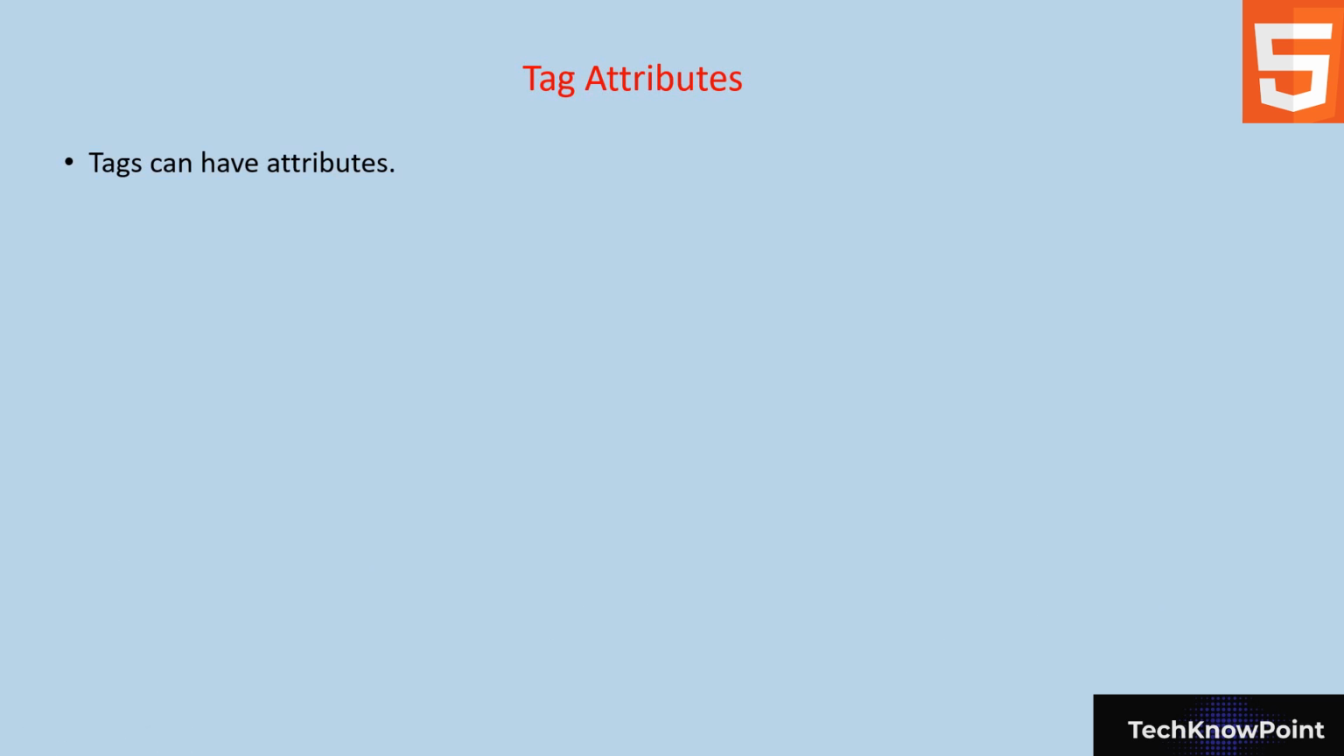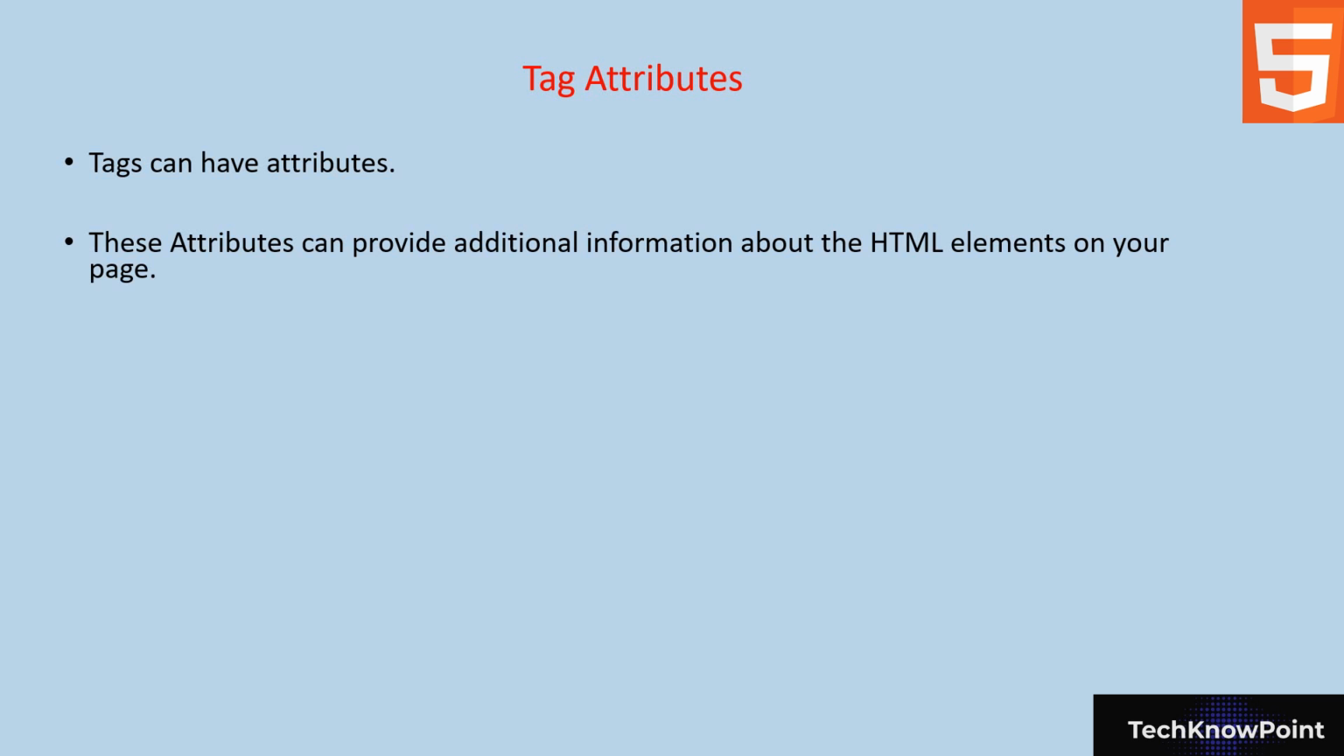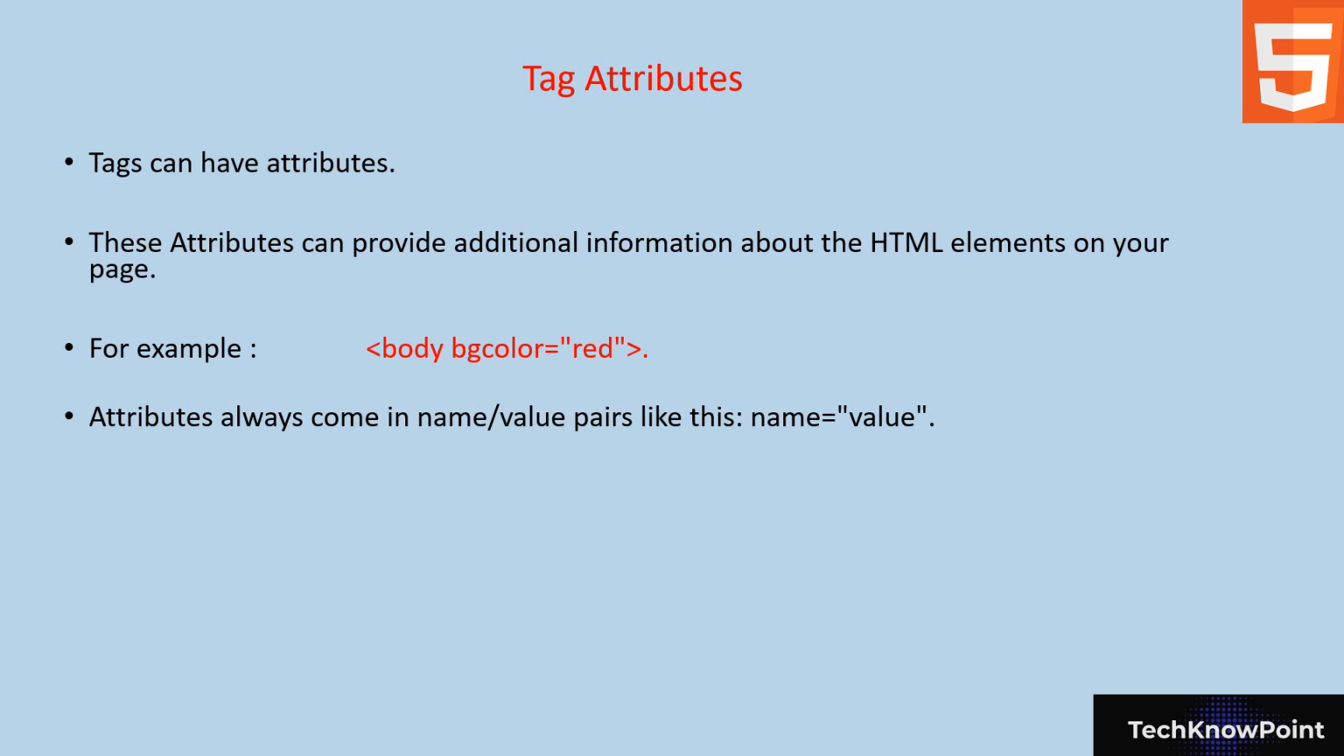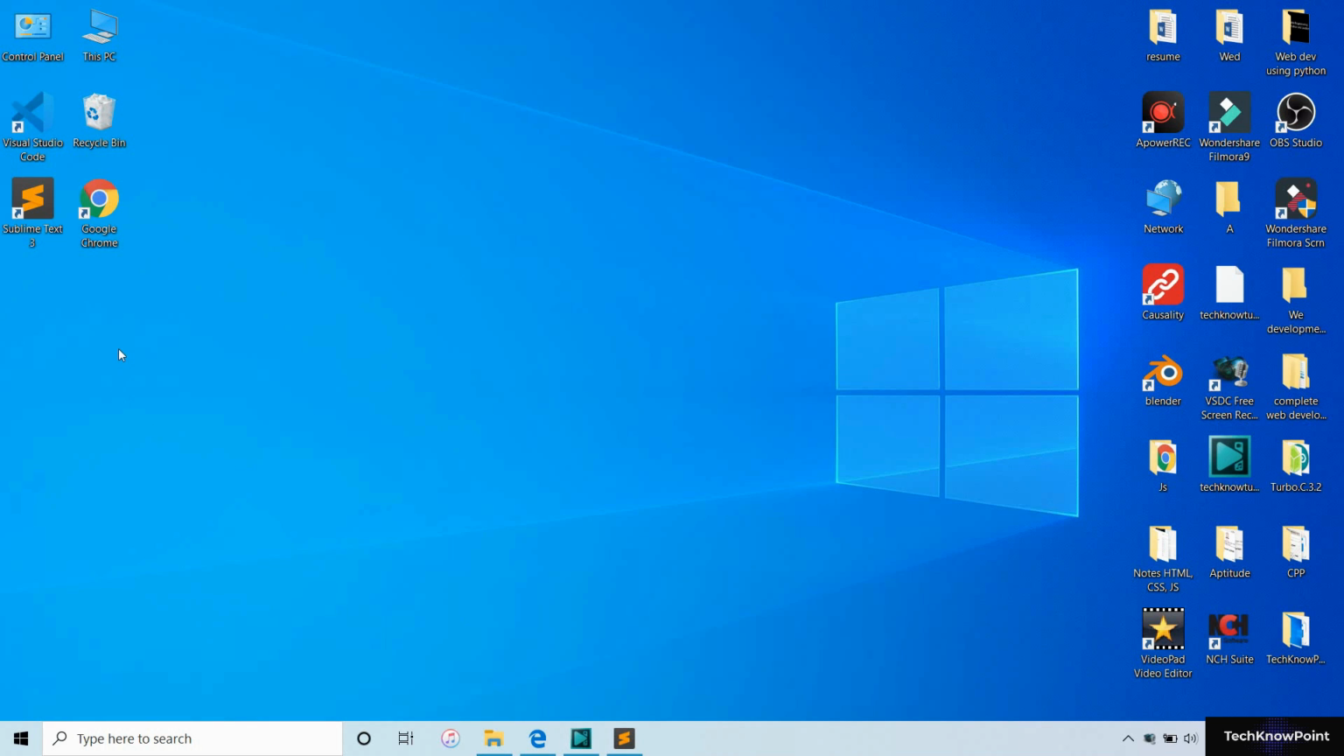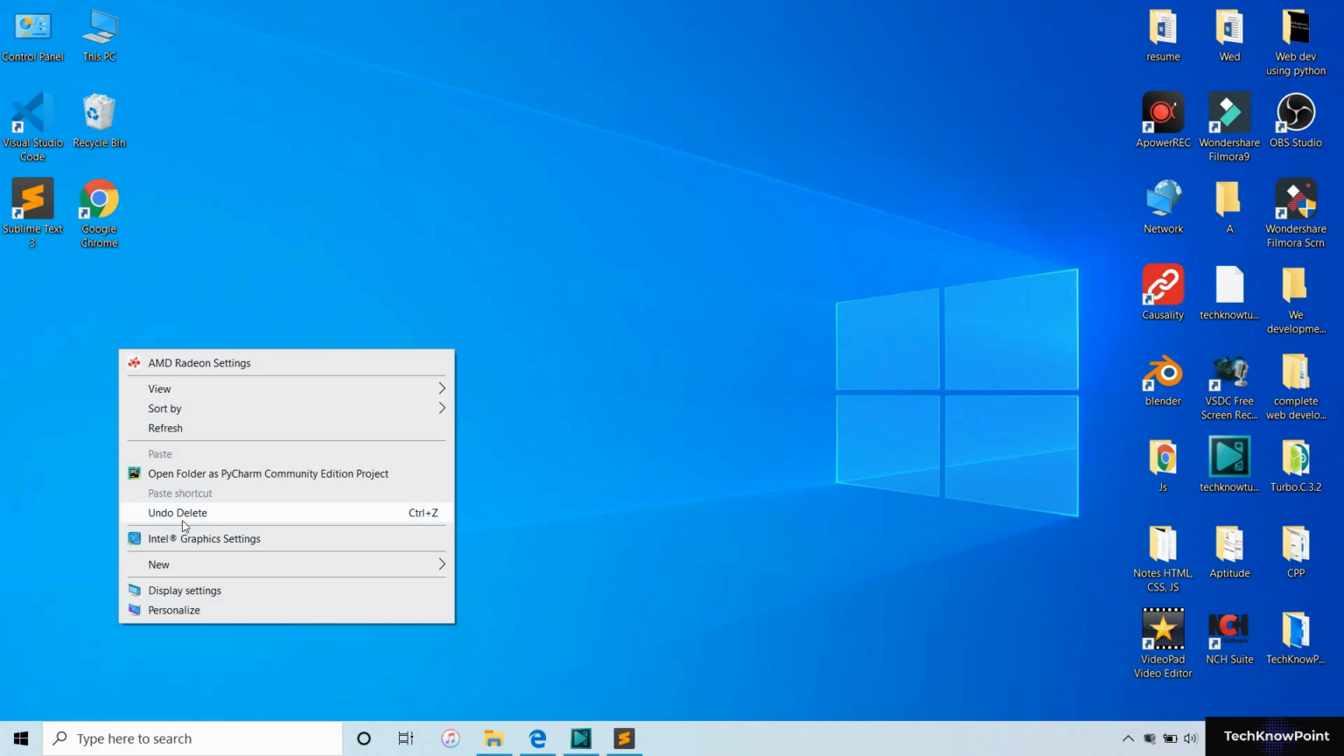Now let us talk about tag attributes. HTML tags can have HTML attributes which provide additional information and features to the web page, and these attributes generally occur in pairs of name and value. We will discuss them while coding.